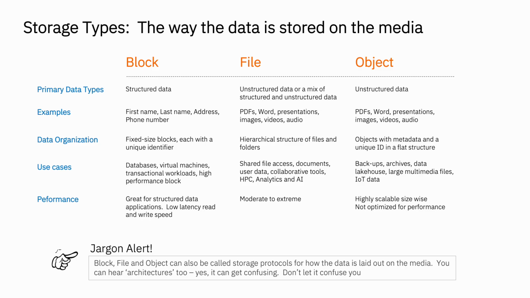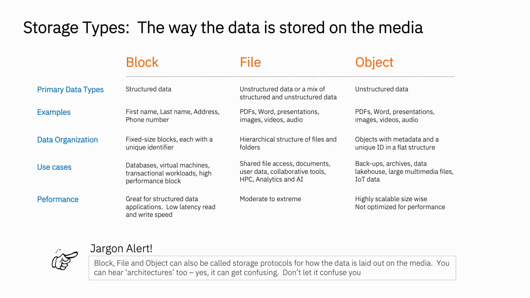So now we've talked about the data, let's talk about the types of storage. And this is the way the data gets written onto the media. So there are three: block, file, and object. Block storage is what you think of with structured data. This is where you're using blocks that are all the same size. And think of applications where you have first name, last name, address, telephone number, and email address.